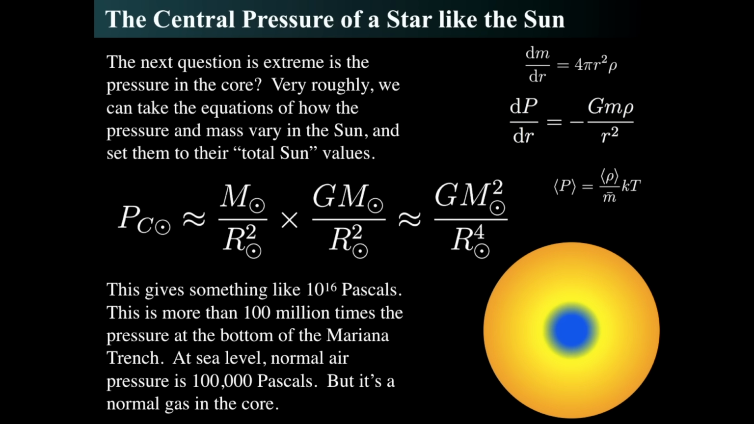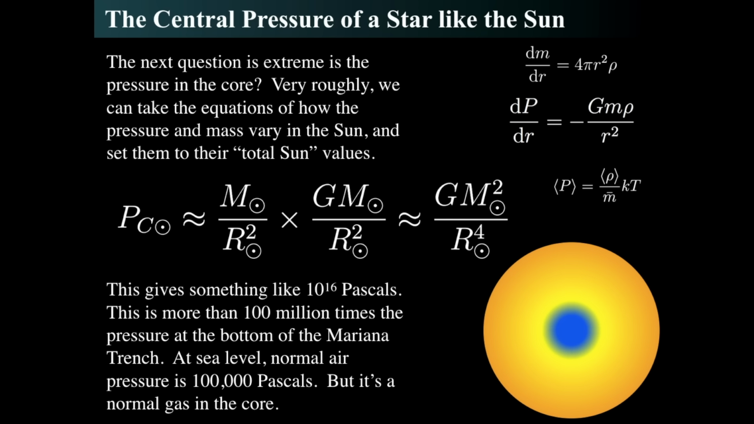That's roughly it, times the gravitational acceleration of the entire sun, which is G times the mass of the sun divided by the radius squared. So the pressure at the core of the sun roughly goes like Newton's gravitational constant G times the mass of the sun squared divided by the radius of the sun to the 4th power. That's roughly where it comes from, and that comes from the stellar structure equations we see on the upper right. Given that, the central pressure of the sun is something like 10 to the 16th pascals, or 100 million times what it is at the bottom of the Mariana Trench.